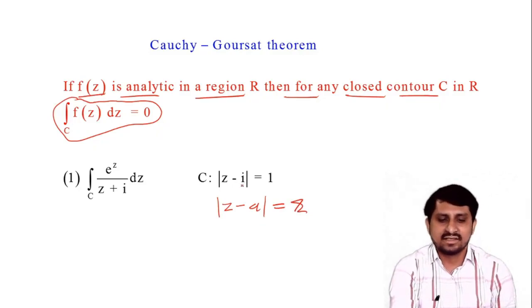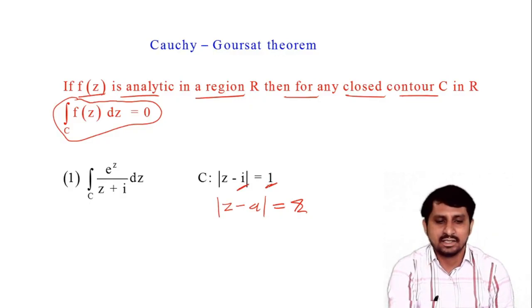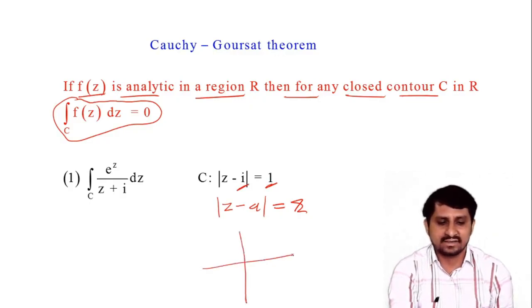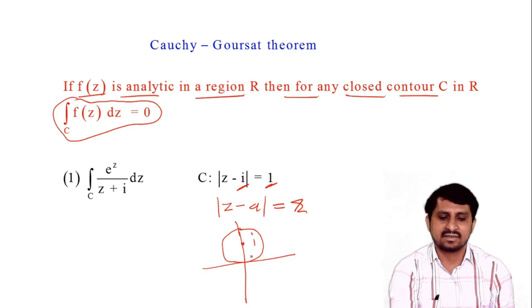So what is your center? Center is i, and radius is 1. So this is your circle. Suppose this is the y-axis, x-axis, and here we have i, and approximately this is my circle with center i and radius 1.